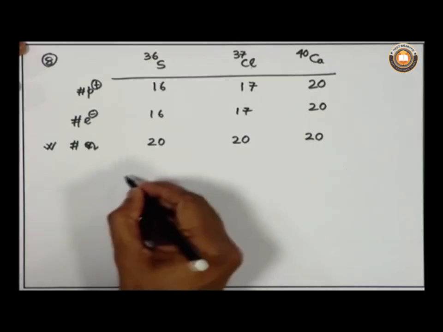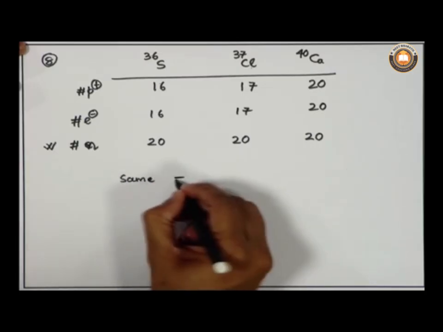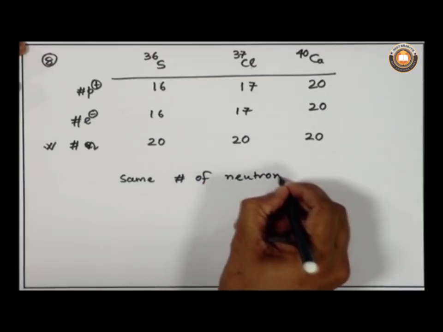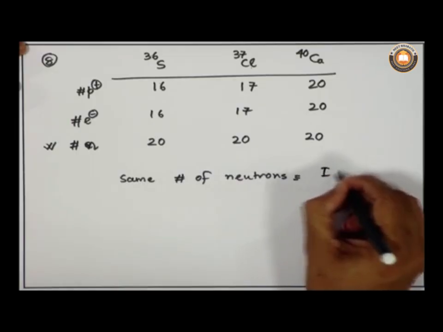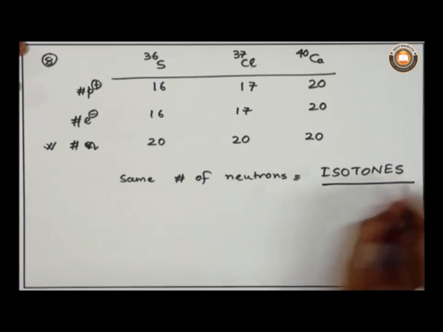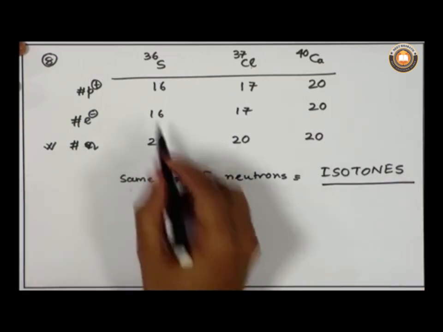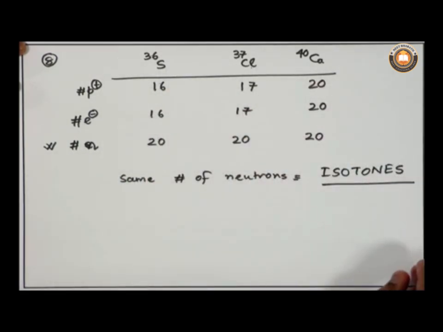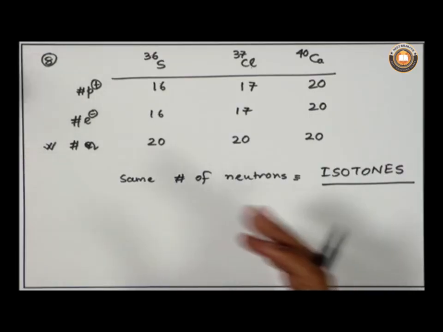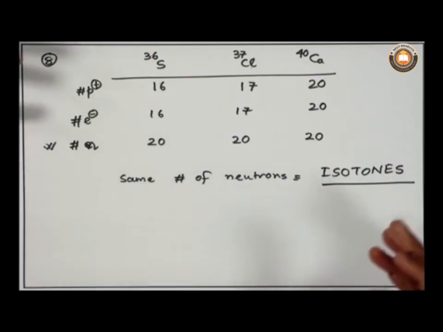So, they have the same number of neutrons. When we have such a situation, we call them isotones, when the number of neutrons is equivalent in two or more species. In this way we learned how to use the number of electrons, protons and neutrons to define an atom, and how we can discuss isotopes, isobars and isotones.